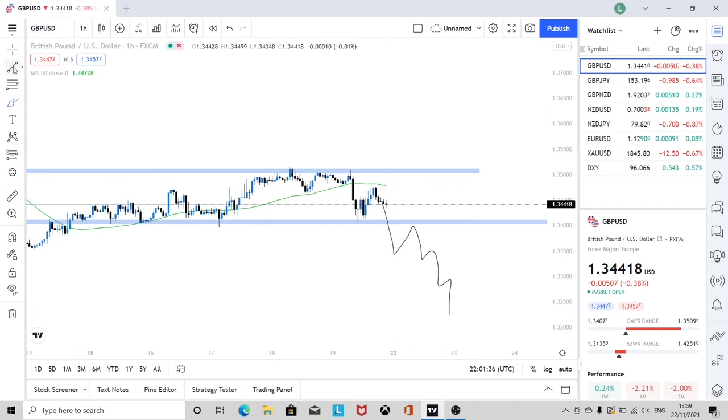How do I get rid of this brush? There we go. Get rid of this. I can't get rid of it.